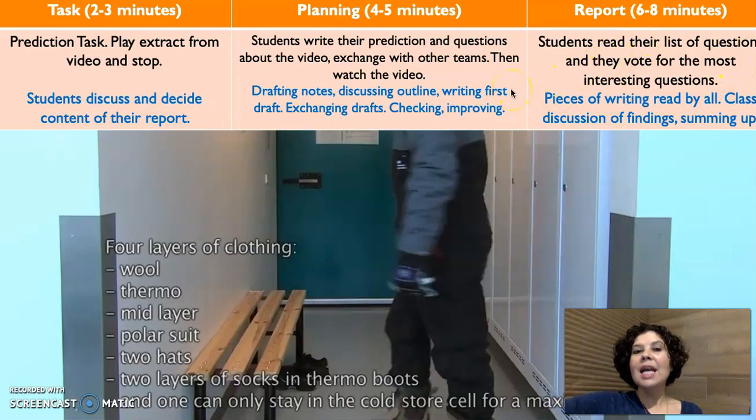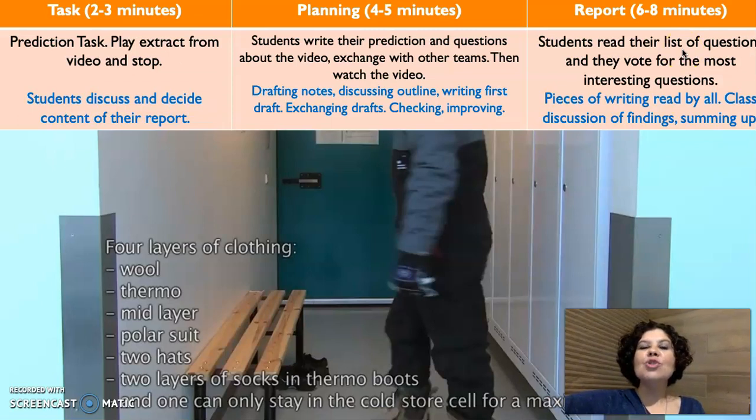Okay, now we are going to do something very important here. We're going to vote for the most interesting questions. Why? Because students need to reach an agreement. They need to, how can I say it, they need to think about it. Why is this question interesting for the rest of the people?